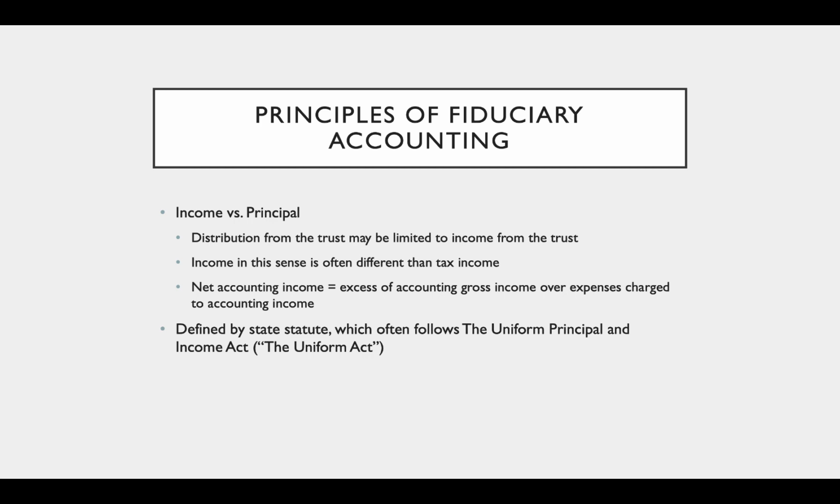And we'll have net accounting income and we'll have tax income. So net accounting income is the excess of accounting gross income over expenses charged to accounting income. And again here, the important part is that we're distinguishing income from principal. The income from principal is usually defined by state statutes, and most states follow the Uniform Principal and Income Act, which we are going to refer to as the Uniform Act.